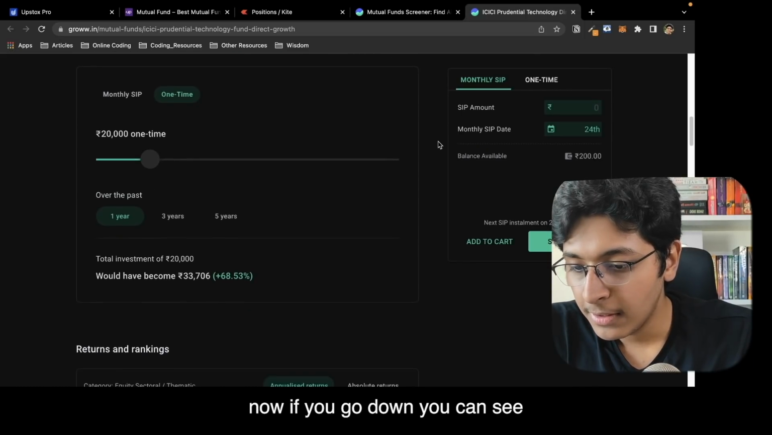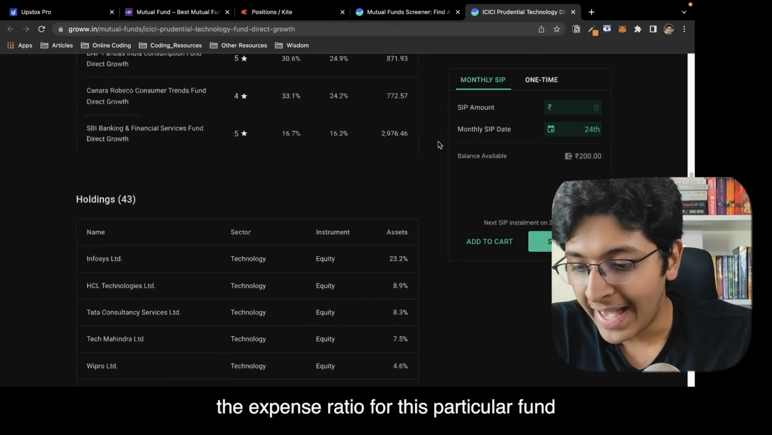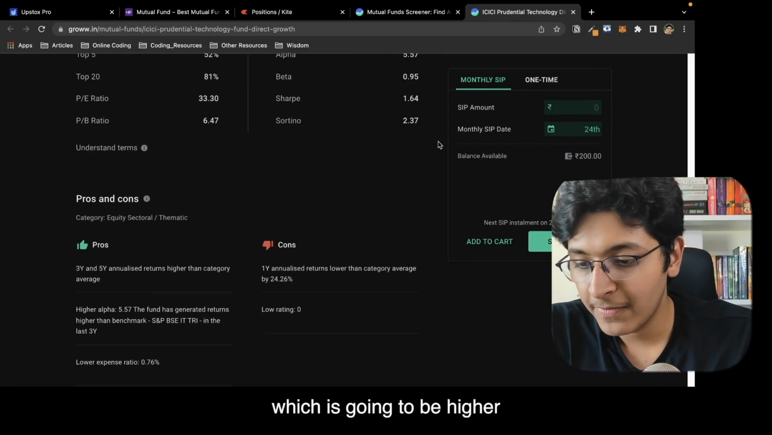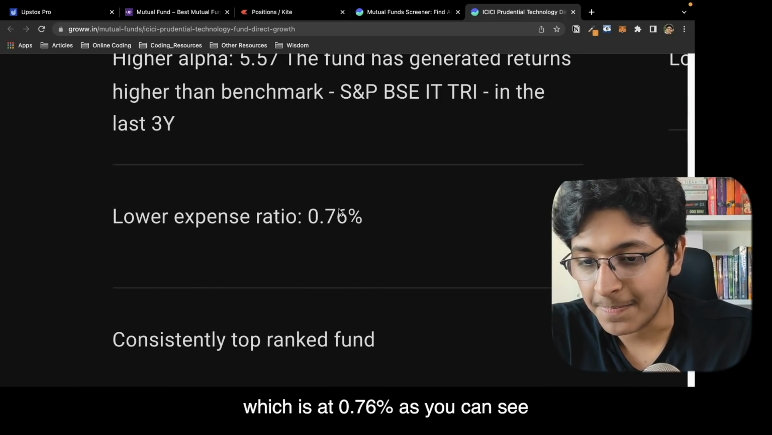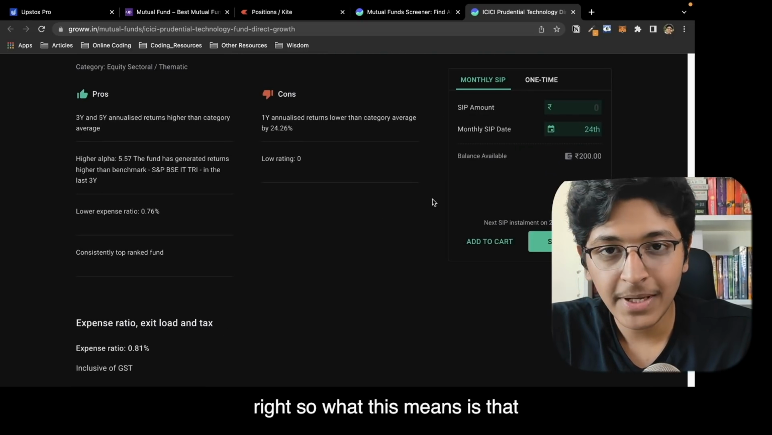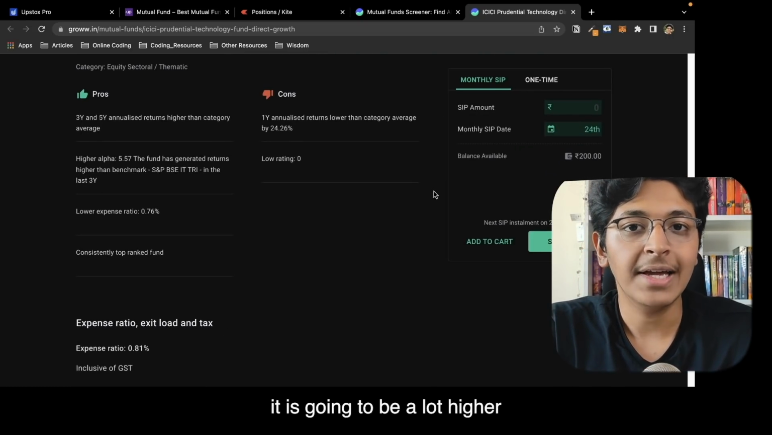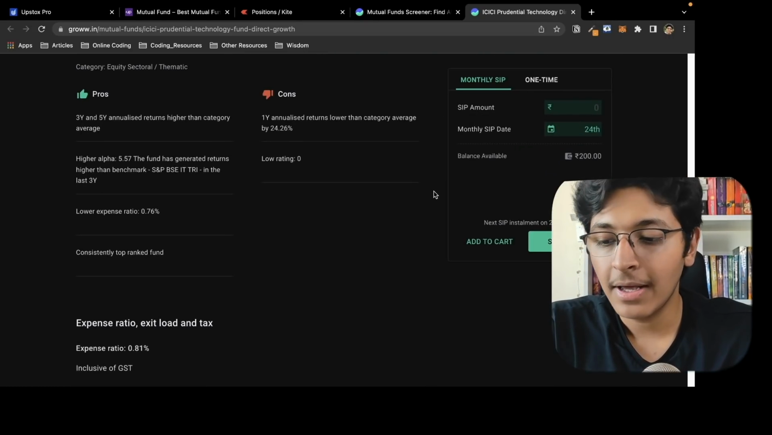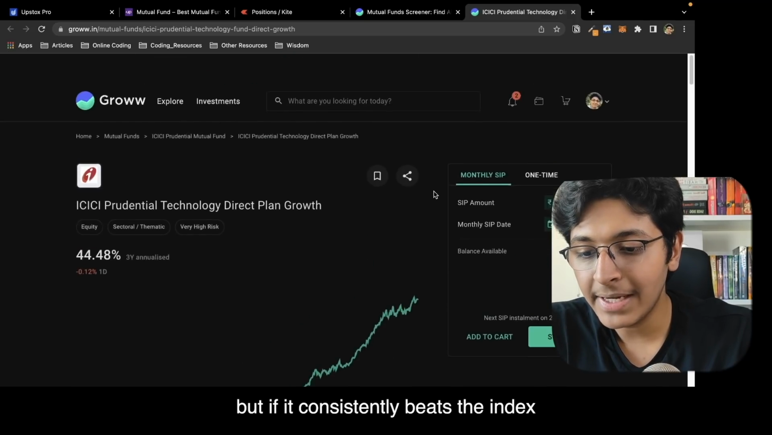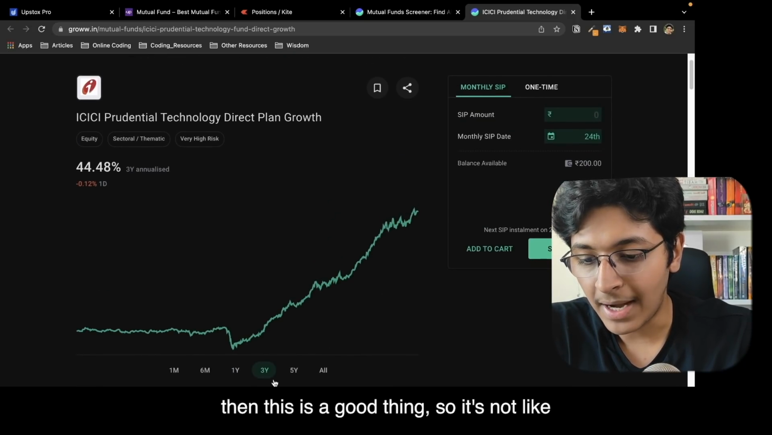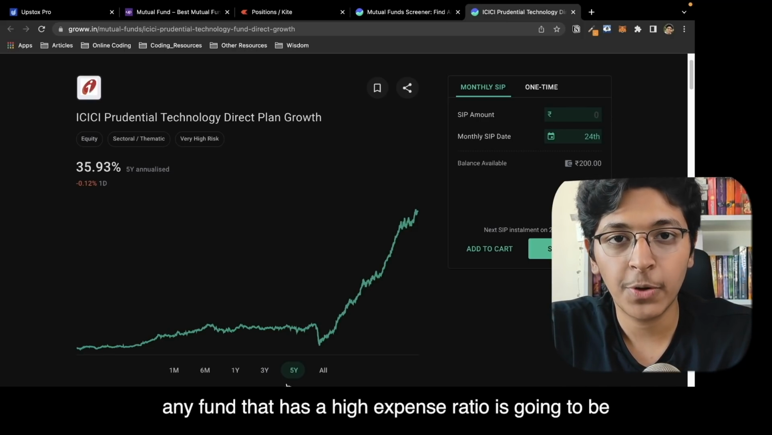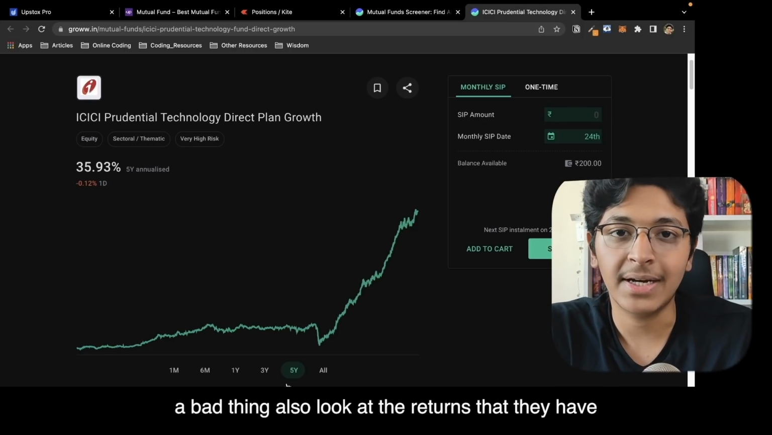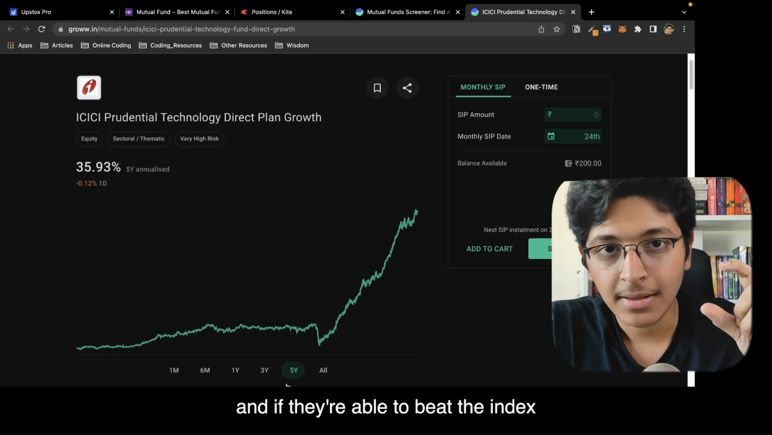Now, if you go down, you can see the expense ratio for this particular fund, which is going to be higher, which is at 0.76 right here, as you can see, right? So what this means is that it is going to be a lot higher than a passively managed index fund. But if it consistently beats the index, then this is a good thing, right? So it's not like any fund that has a higher expense ratio is going to be a bad thing. Also look at the returns that they have, and if they're able to beat the index.